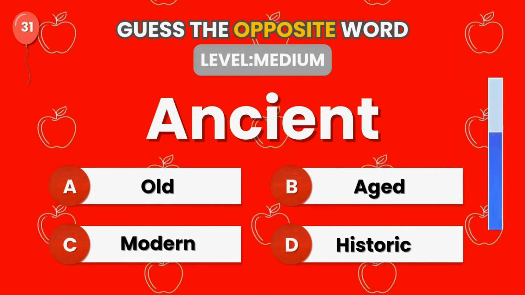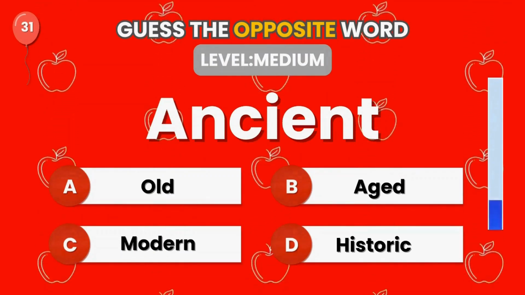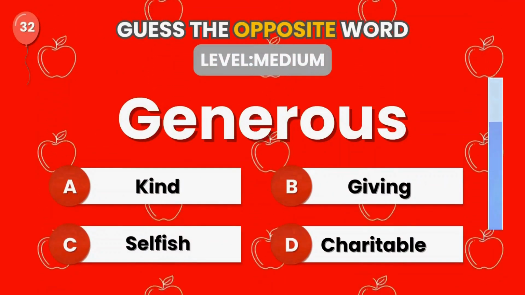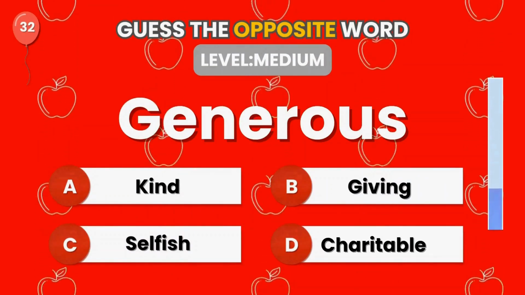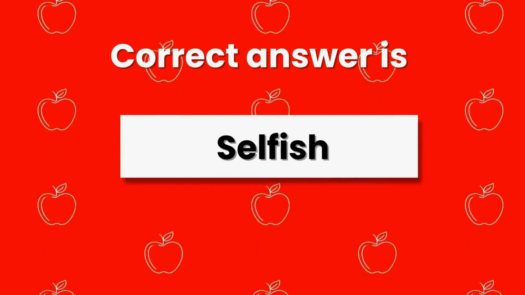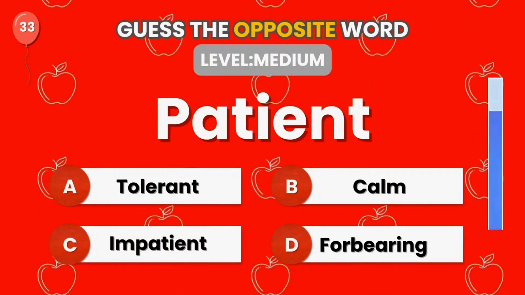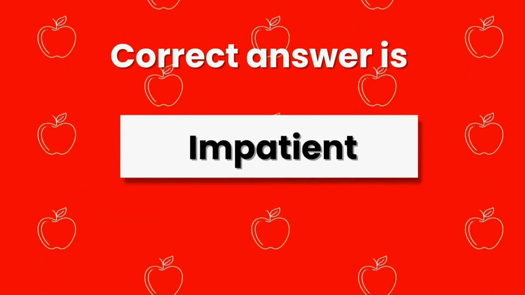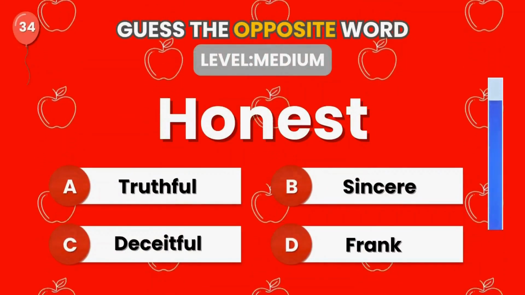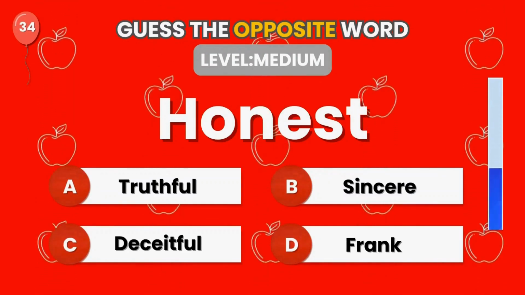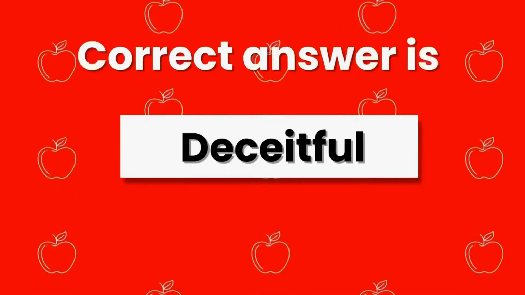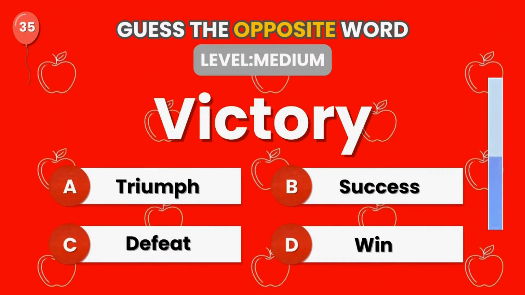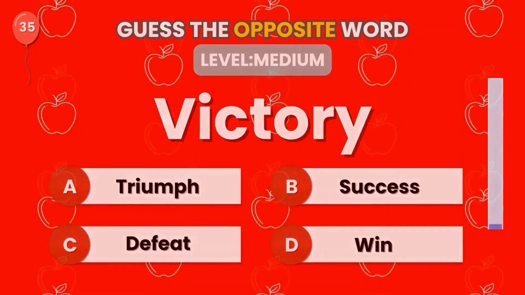What's the opposite of ancient? Modern. Opposite of generous? Selfish. Opposite word for patient? Impatient. What's the opposite of honest? Deceitful. Opposite of victory? Defeat.